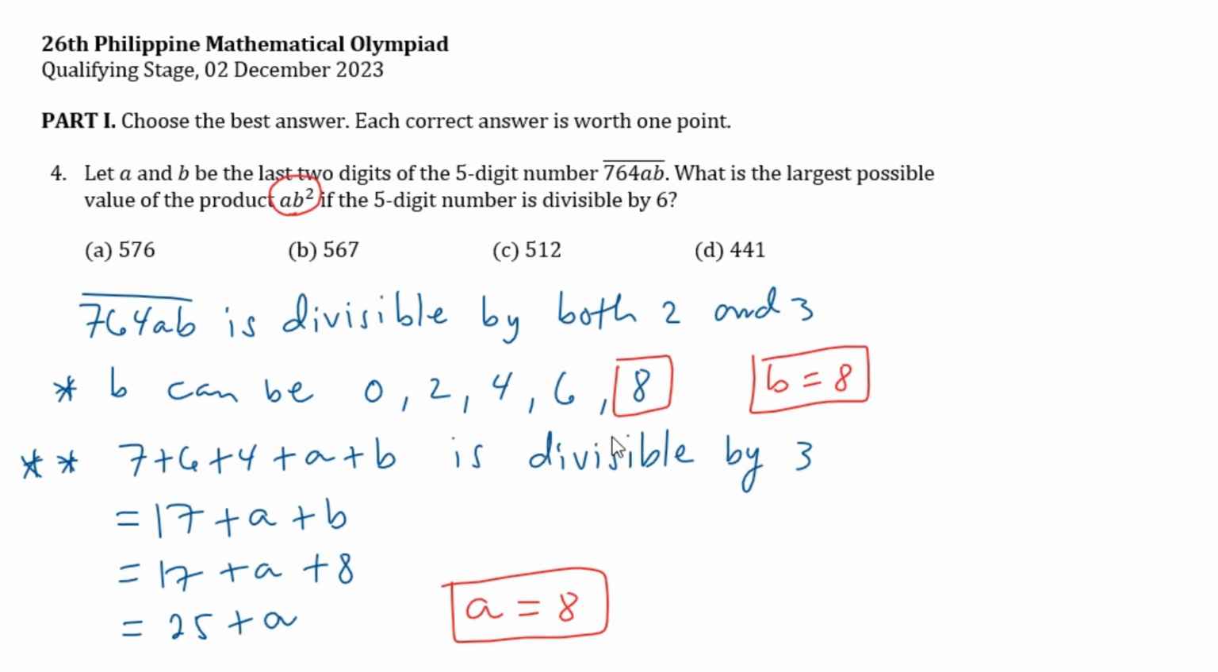So now we can compute the maximum value of AB squared. So AB squared is equal to 8 times 8 squared, which is equal to 512. So the answer here is answer choice C.